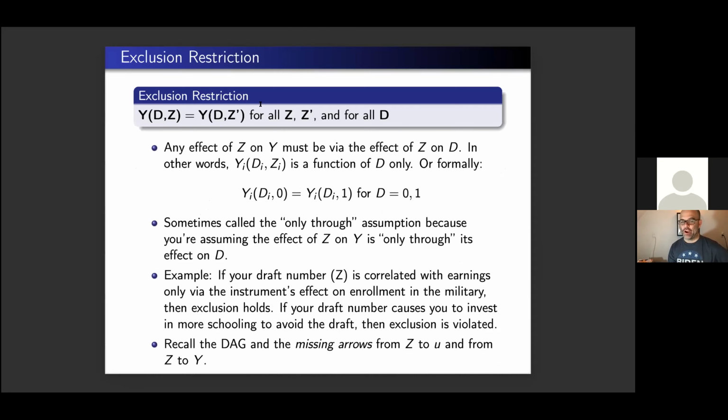Exclusion. All right. What does exclusion mean? Let's go down here and look at this example. If your draft number is correlated with earnings only via the instrument's effect on enrollment in the military, then exclusion holds. If the draft number, though, which was random, caused you to go get more schooling, exclusion is violated. All right. So think about it for a second.